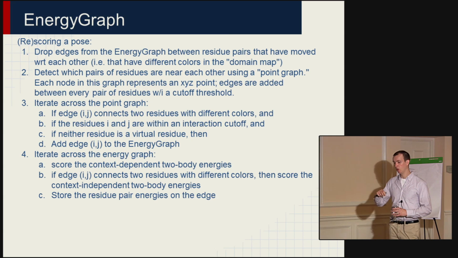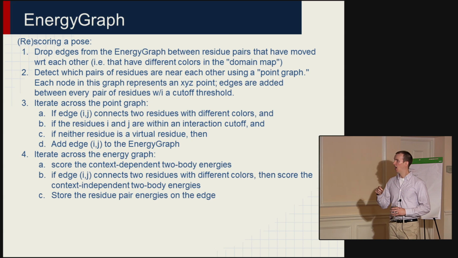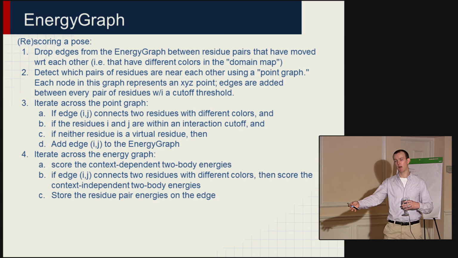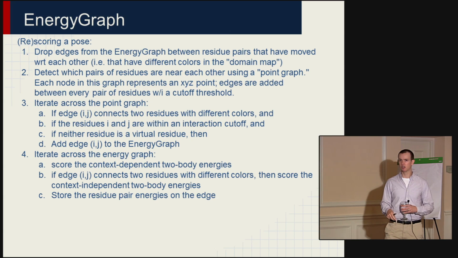So the algorithm for recalculating the score of the pose is to iterate across all the edges in the energy graph, and for any pair of edges, figure out if those two residues, the residues that they represent, have moved with respect to each other since the time of the last scoring. So behind the scenes, the atom tree is keeping track of how movement has propagated through the system. It keeps track of where the movements happen, so you can figure out, as movements have propagated, who's changed with respect to someone else. We'll go into this in greater detail this afternoon. And then it will assign a color to each residue in the graph, so that if two residues have the same color, then they have not moved with respect to each other.